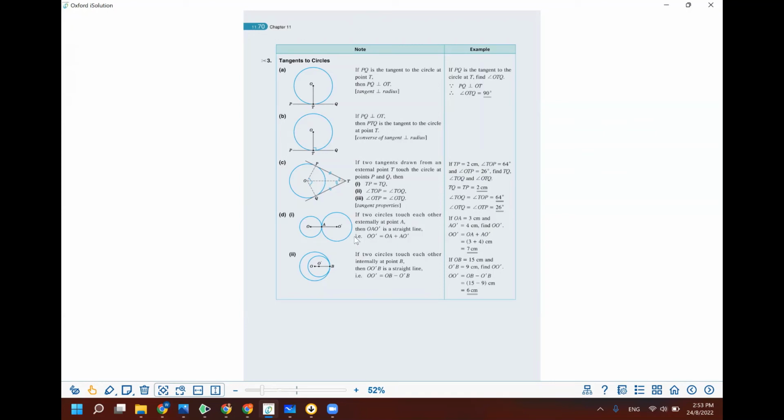the results are very, very important. For 2 circles that are externally tangent to each other, the distance between center and center is equal to the radius plus radius. If they are tangent internally, the distance between center and center is equal to the difference of the radii.